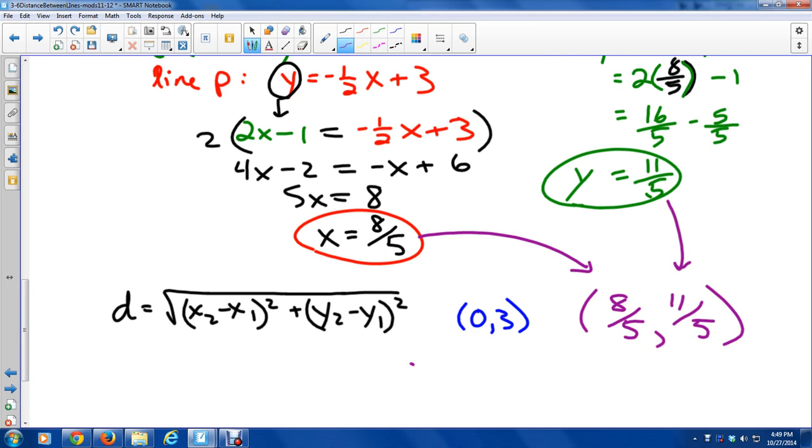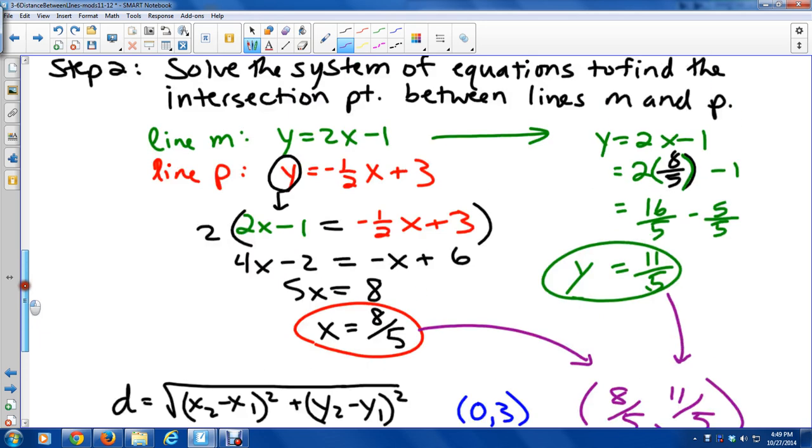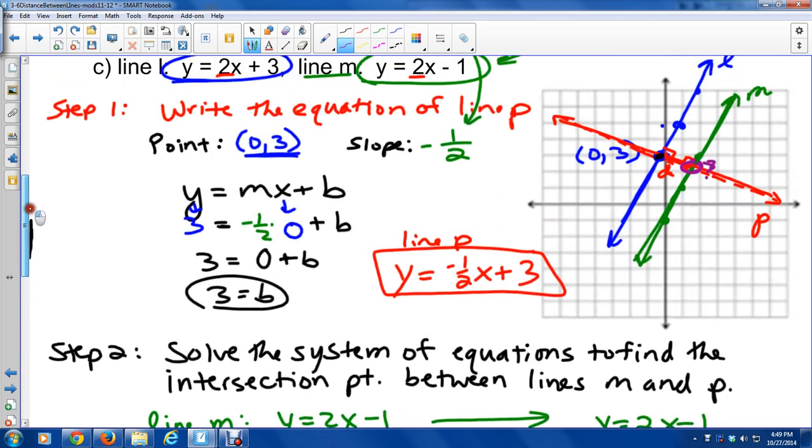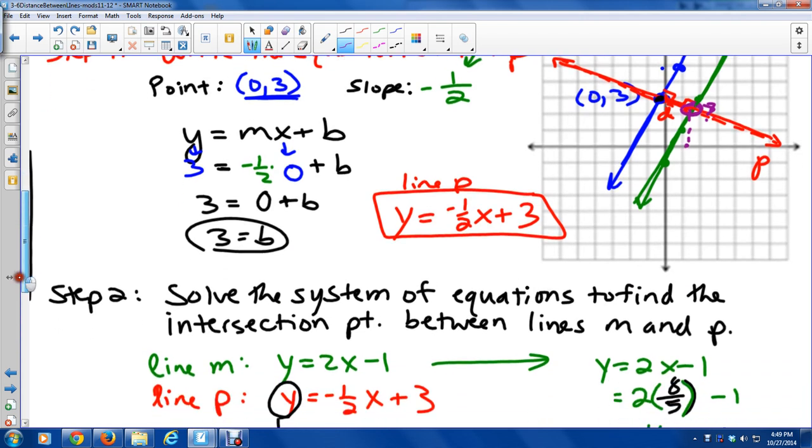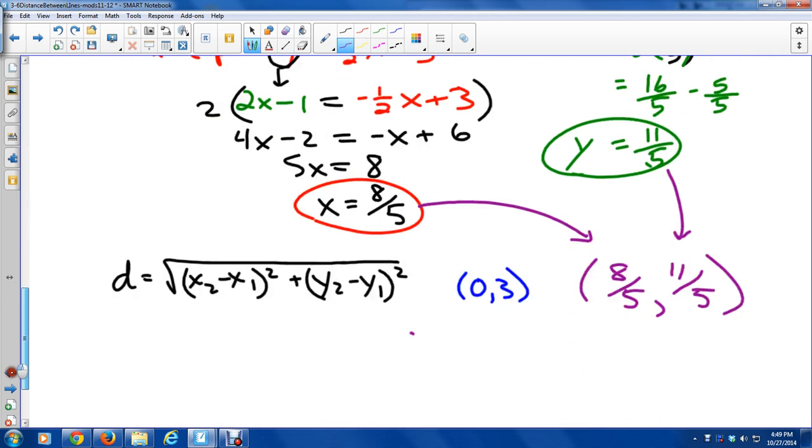Graphically, if you want to take a look, it should make sense. 8/5 and 11/5, if we do a little estimation, 8/5 is what, 1.6, I believe, and 11/5 is 2.2, so I'm over 1.6 up 2.2. That seems about right. Use your graph just to kind of check your work, make sure you're in the right range.